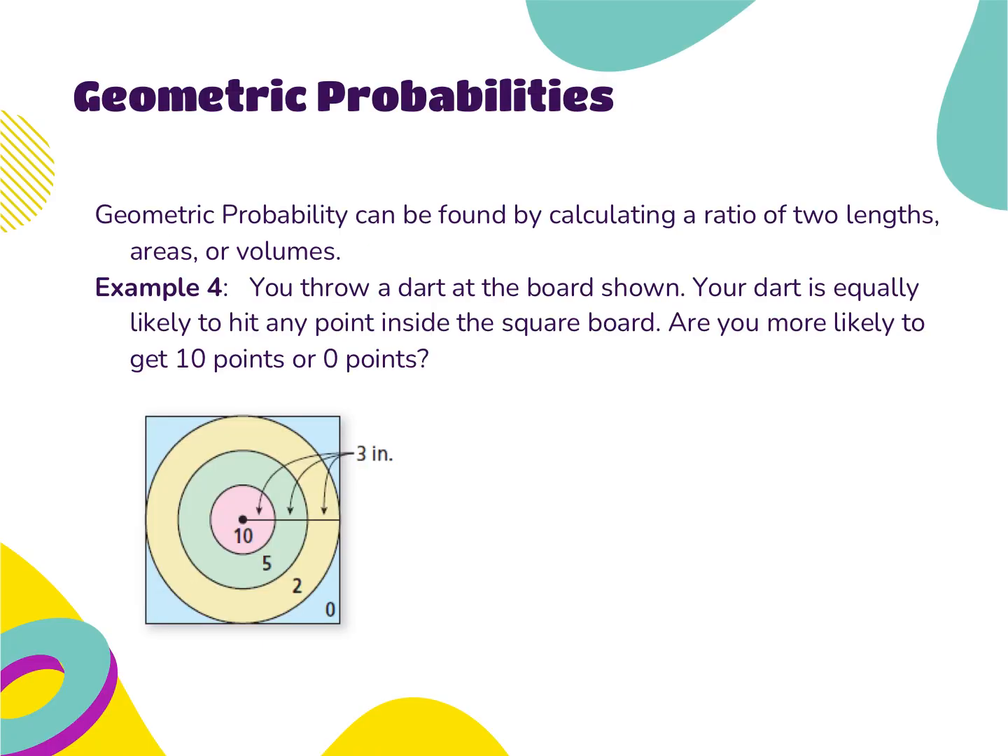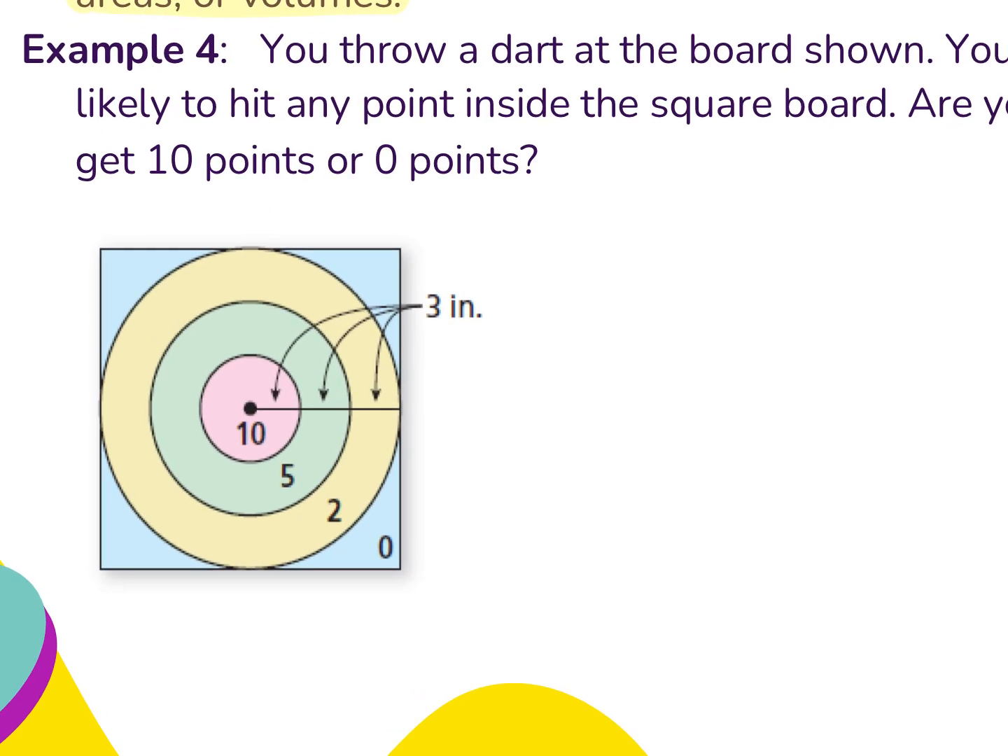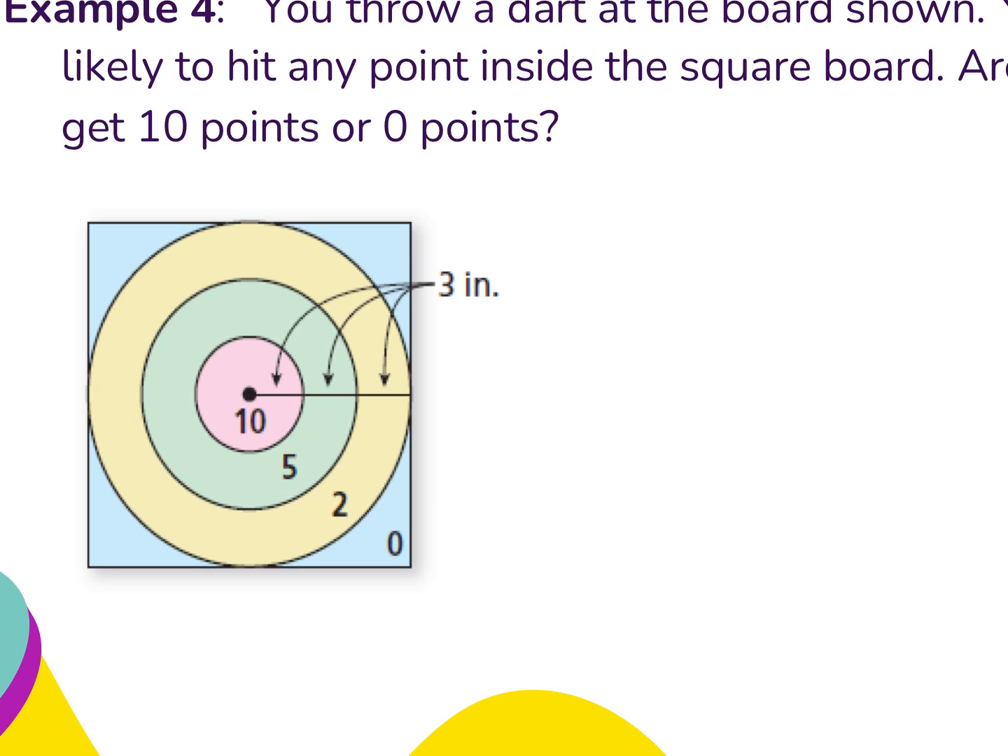All right, geometric probability. For geometric probability, you're going to have to calculate something. You're using the ratio of either the lengths, the areas, or the volume. For this one, we're going to use the area. It says you throw a dart at the board shown. The dart is equally likely to hit any point inside the square board. Are you more likely to get 10 points or 0 points? For this, we have to solve for both to figure out which one is more likely or less likely. So first, I know I'm going to be using area.